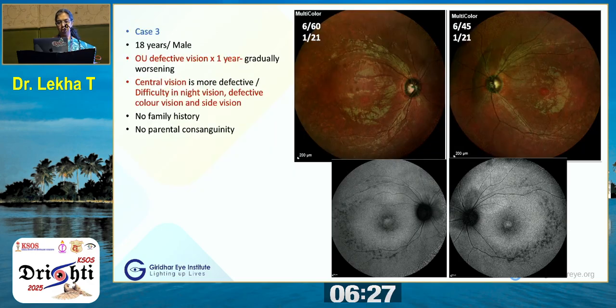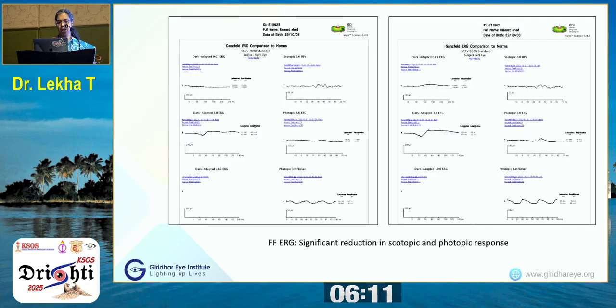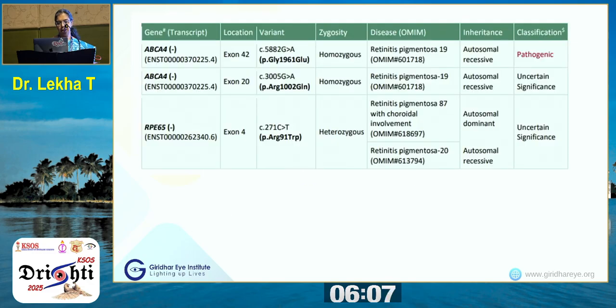Third case is an 18-year-old male with defective vision since 1 year. He had, apart from central vision problem, night vision, color vision, side vision, everything was affected. Fundus picture almost looked like an RP with changes extending to the mid-periphery, extensive EZ loss on OCT, advanced field defect, and reduced waveforms, both cone as well as rods affected. And here also it was ABCA4 with retinitis pigmentosa as the diagnosis.